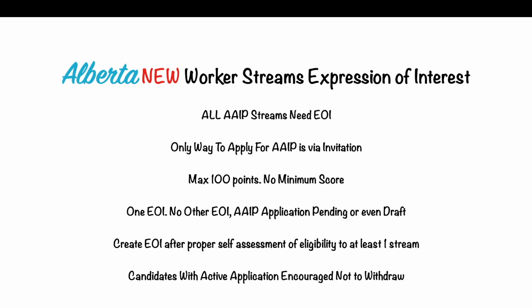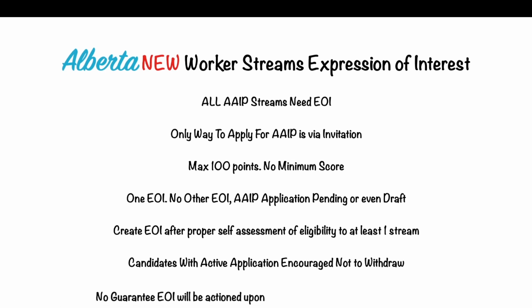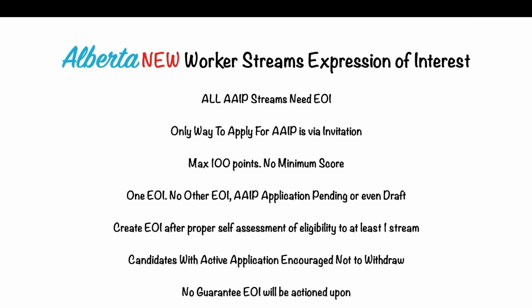Expression of interest is the first step. Next step is the invitation to apply. Third step is the application. So if you're already in the application stage, coming back to step number 1 doesn't make much sense. So please, if you already have a pending application, I would suggest, and also the Alberta Advantage Immigration Program is suggesting, to have patience and continue to wait for a decision on your application.